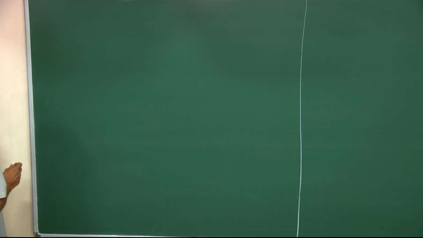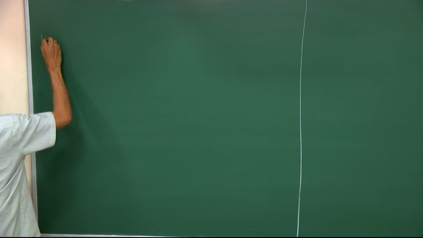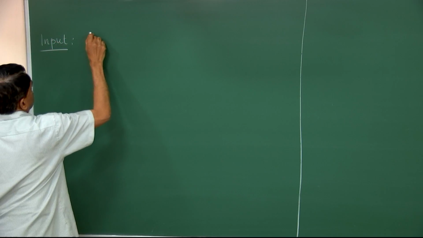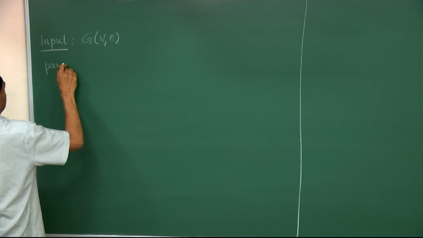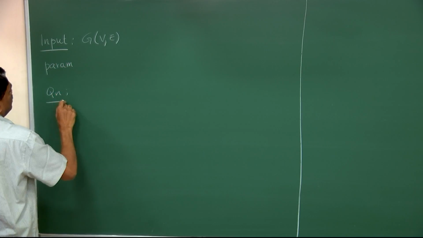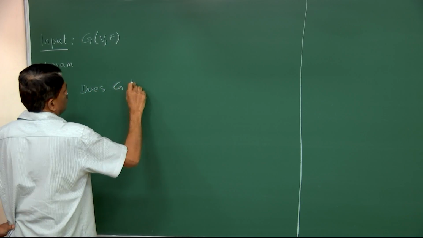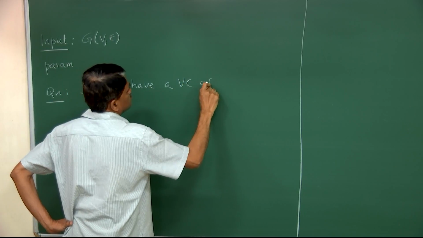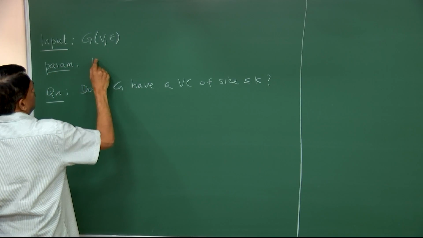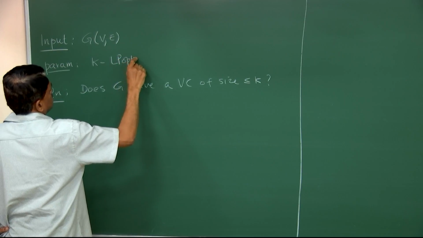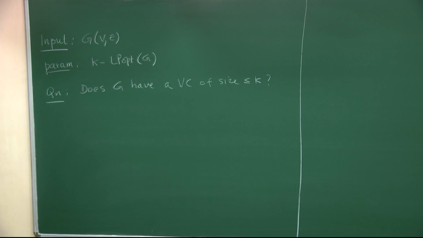So last time what we saw was an FPT algorithm for the following problem. The question is, does G have a vertex cover of size at most k, and the parameter is not k but k minus the LP opt of G. That is, you take the LP corresponding to the graph, the vertex cover LP, and take the optimum value, and k minus LP opt is the parameter.